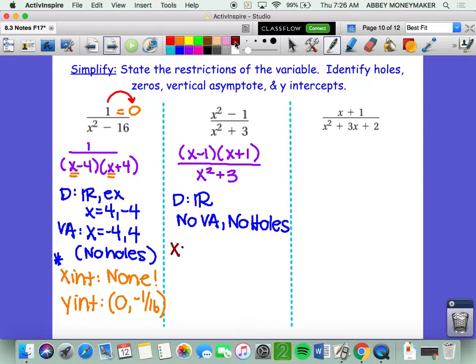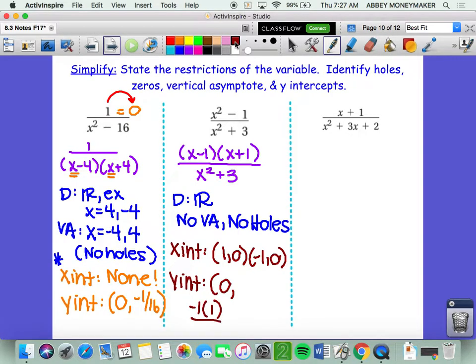So when I go to find the x-intercept, I set my numerator equal to 0 because I don't have anything that canceled here. So I would have (1, 0) and (negative 1, 0). For my y-intercept, you plug in 0 wherever you see an x. So that would be negative 1 times positive 1 over 3. That gives me negative 1/3.